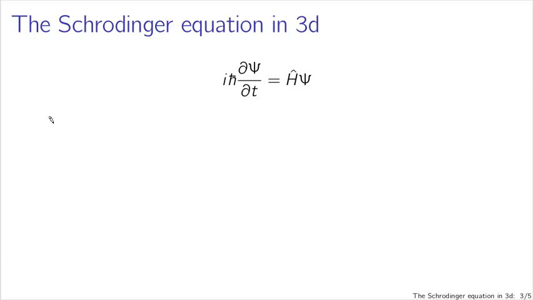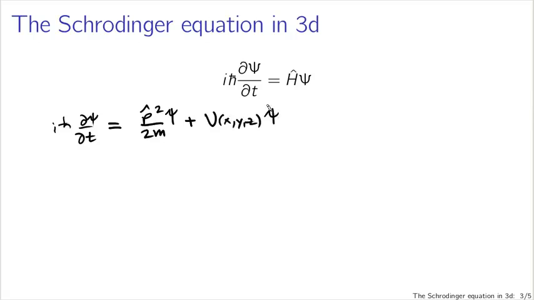If I write this i h bar partial derivative of psi with respect to time and expand out what the Hamiltonian actually is, in terms of general operators, p hat squared over 2m acting on the wave function, plus the potential energy, which is now going to be V as a function of three dimensions, V of x, y, and z, multiplied by the wave function.